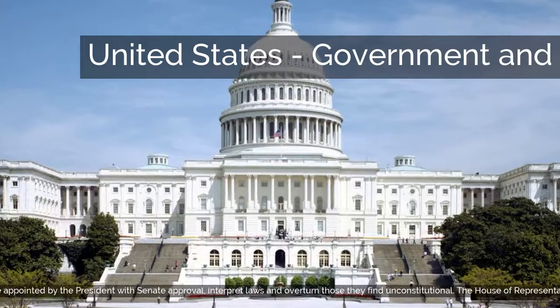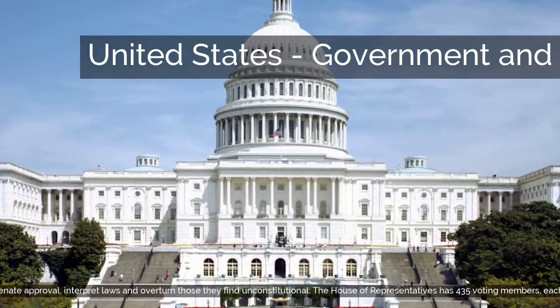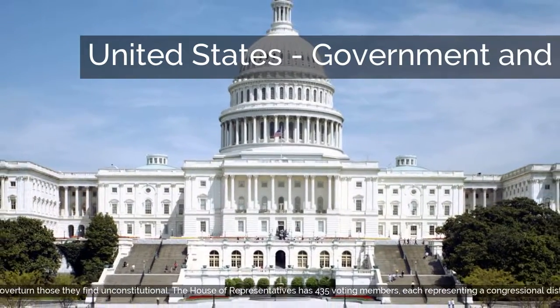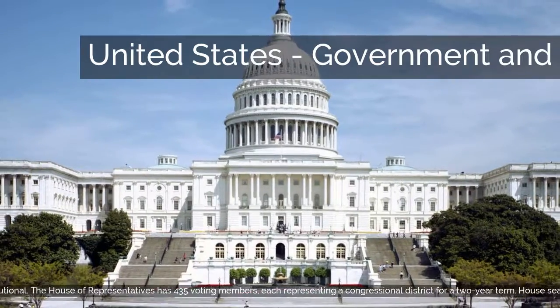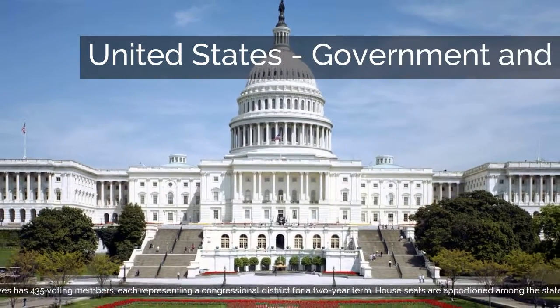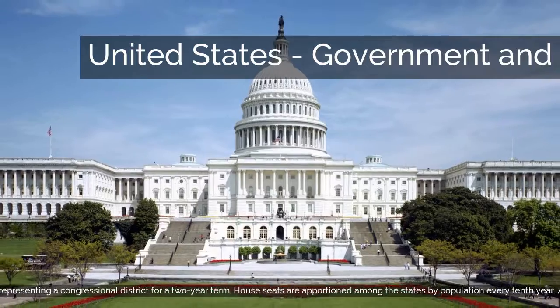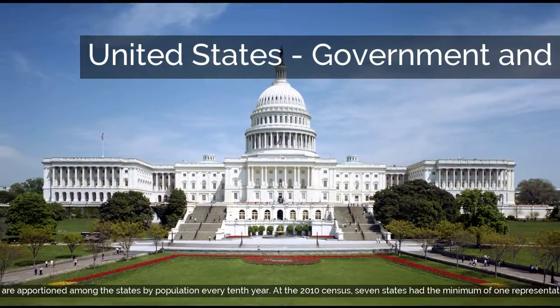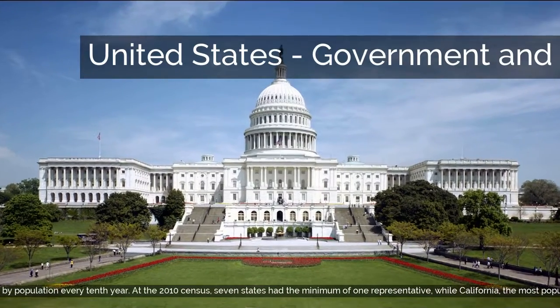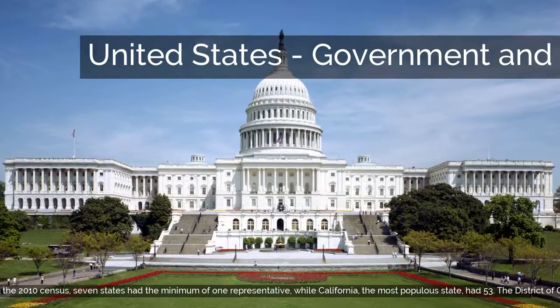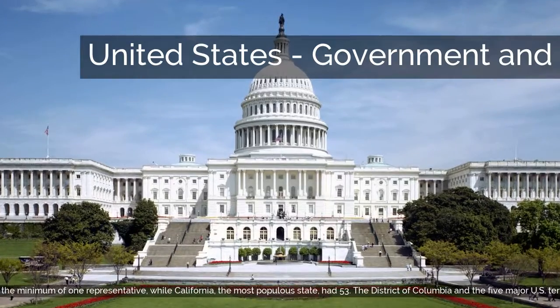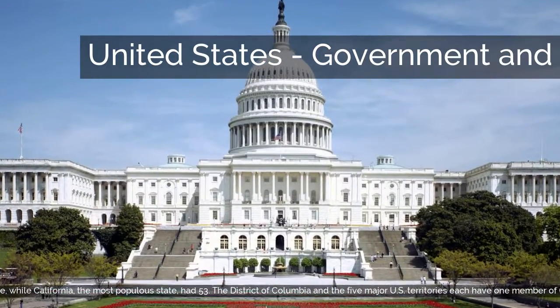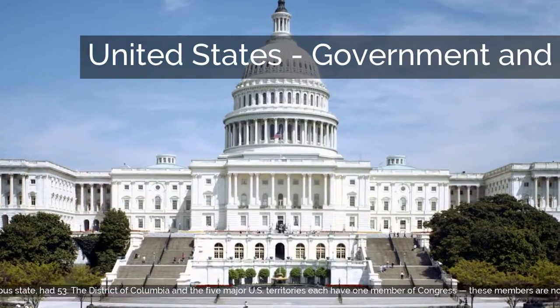The House of Representatives has 435 voting members, each representing a congressional district for a 2-year term. House seats are apportioned among the states by population every 10th year. At the 2010 census, 7 states had the minimum of 1 representative, while California, the most populous state, had 53. The District of Columbia and the 5 major U.S. territories each have 1 member of Congress. These members are not allowed to vote.